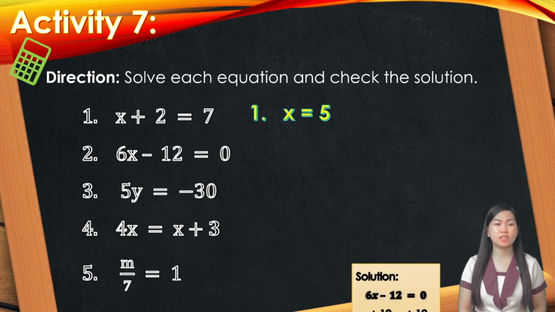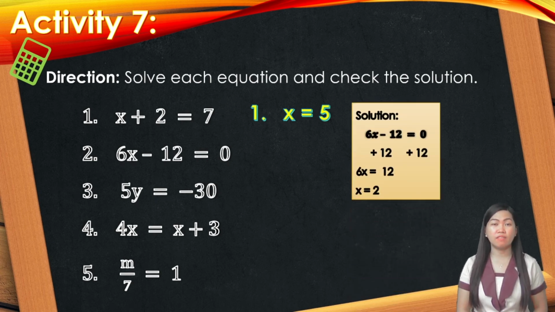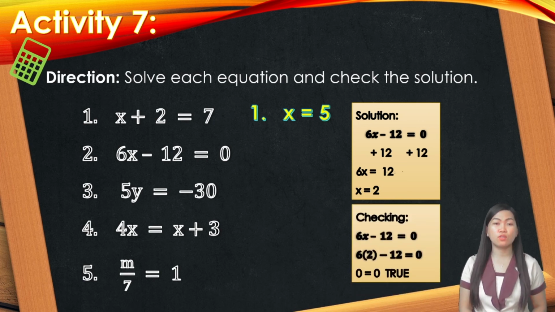Number 2, we have 6x minus 12 is equal to 0. So the inverse operation of subtraction is addition. That's why we added 12 to both sides of the equation. We have 6x is equal to 12, and by applying the inverse operation of multiplication, or division, we have the final answer, which is 2. And to check if our answer is correct, substitute 2 for the x in the original equation. So 6 times 2 minus 12 is equal to 0, or 0 is equal to 0, which makes the equation true. So the answer 2 is correct for number 2.